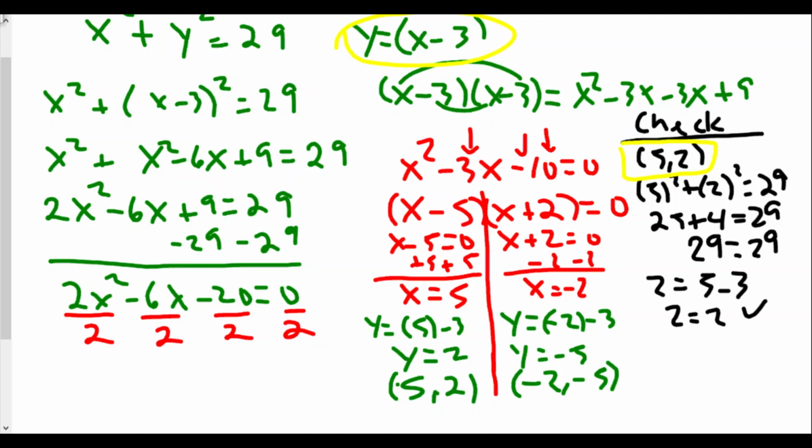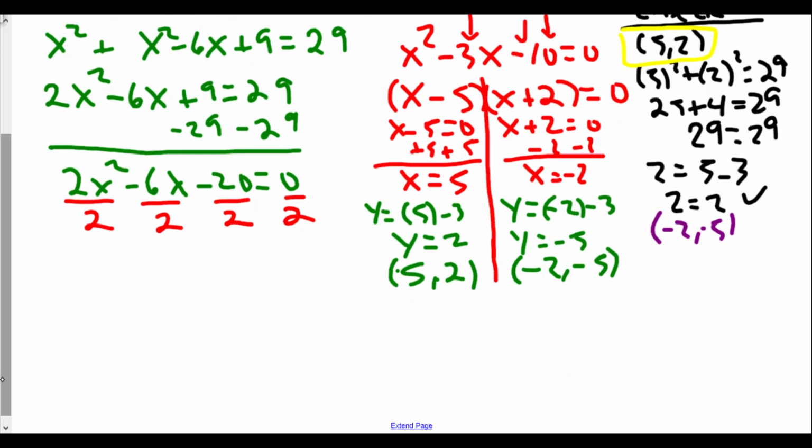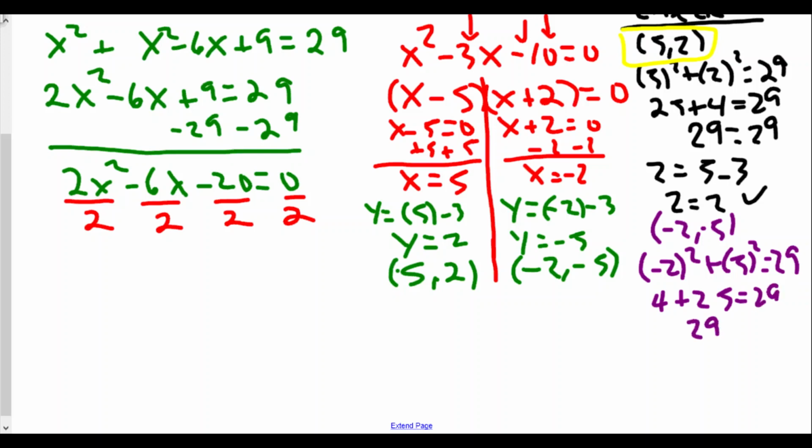So yes, (5, 2) does work out. Now we're going to try out the second coordinate, which is (-2, -5). I'm going to move this up a little bit here because I need a little more room. Again, we'll plug into our original equation, x squared plus y squared equals 29. So does (-2) squared plus (-5) squared equal 29? We have 4 plus 25 equals 29. 29 equals 29. That works out great.